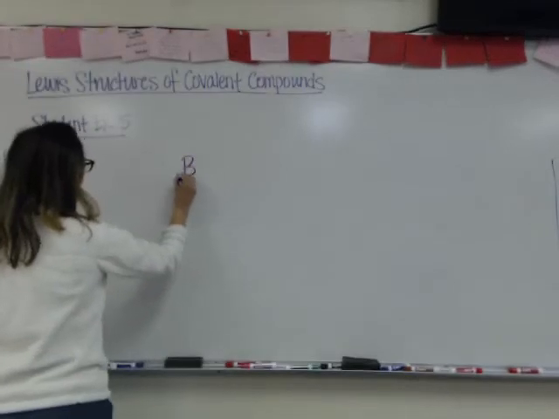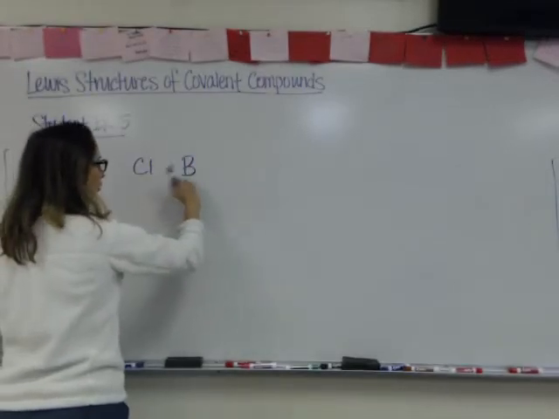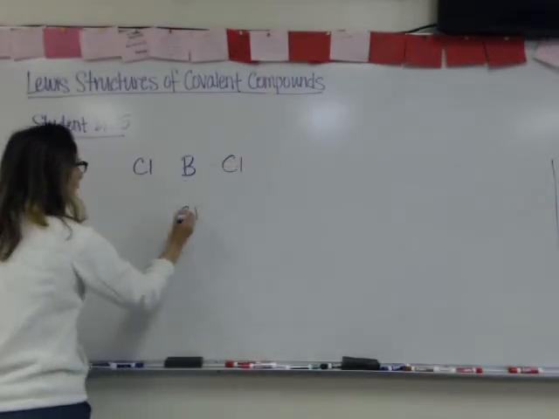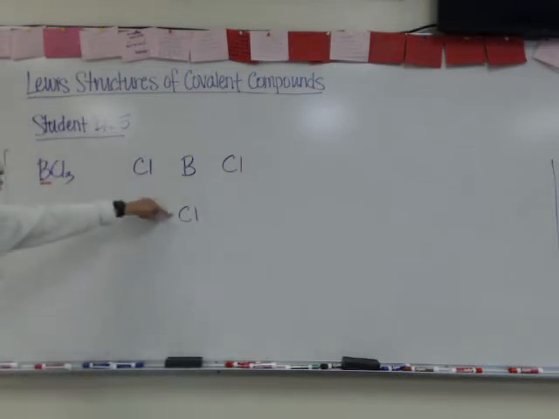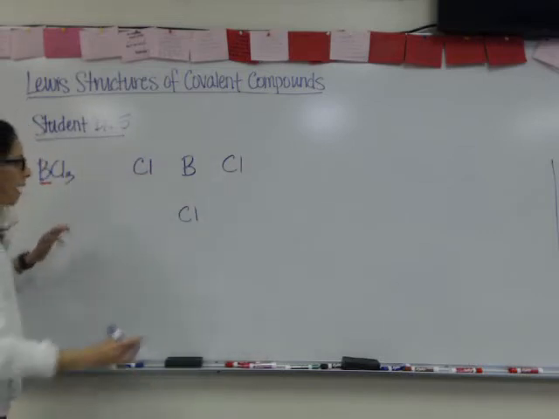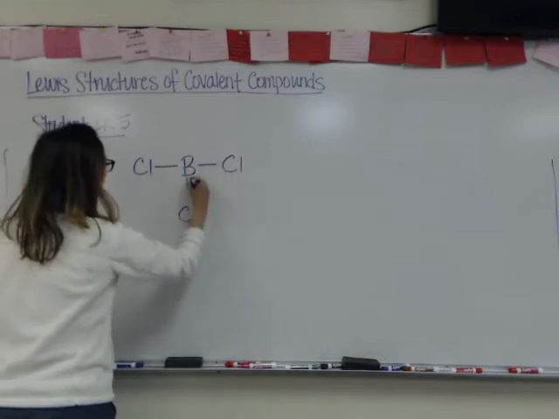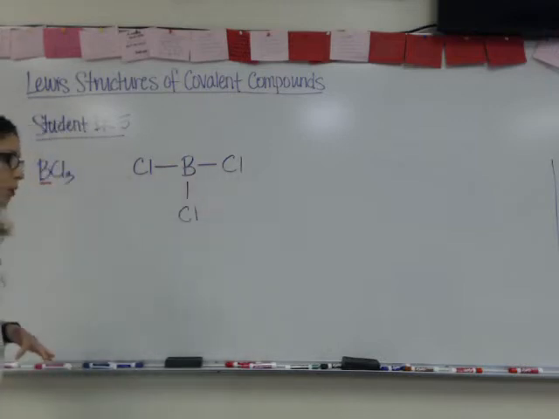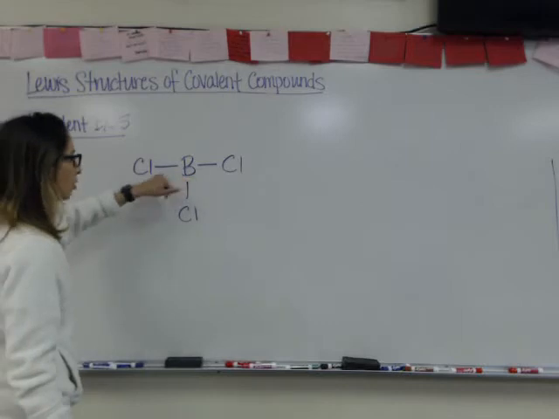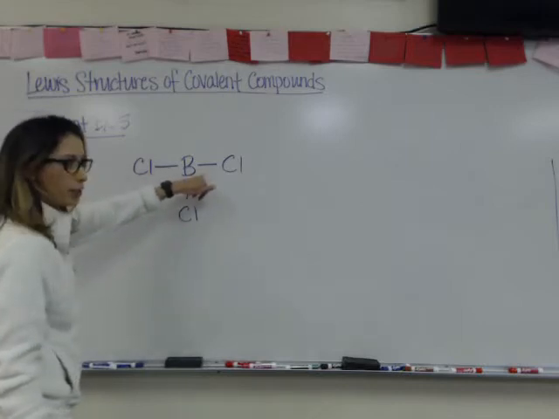The first thing you want to do is make it look symmetrical. I'm going to put the odd one, boron, in the middle, and I'm going to surround it by the chlorine. You could put this third chlorine above or below the boron, it doesn't matter. Then you're going to connect them all with lines. These lines are single bonds. They use 2 electrons each, so I used 2, 4, 6.